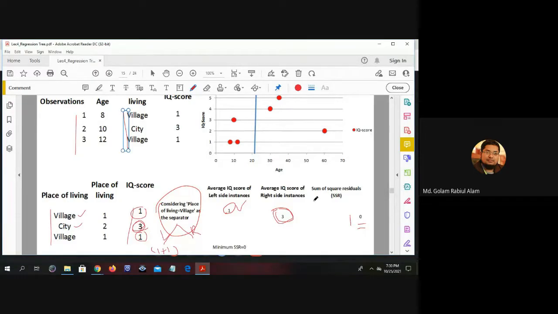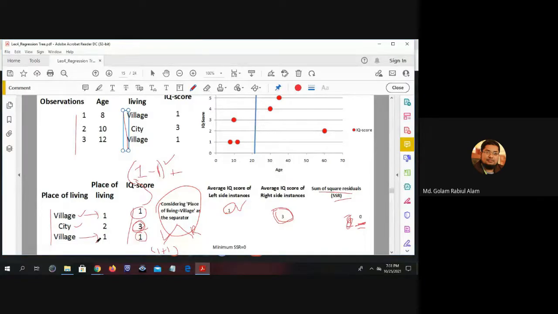Now what we have to do is determine the sum of square residuals. If we determine the sum of square residuals, we will get 0. How can we get the 0? For left side instances, which will be on the left side, this one will be on the left side. That means 1, this is the original IQ score, and the prediction is also 1. We take the square sum.